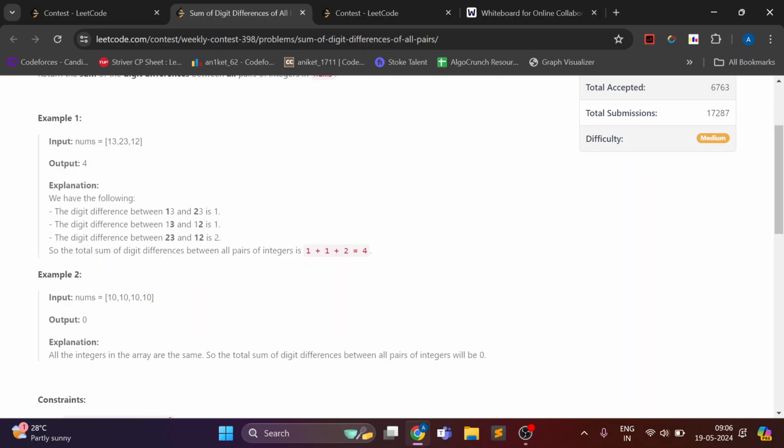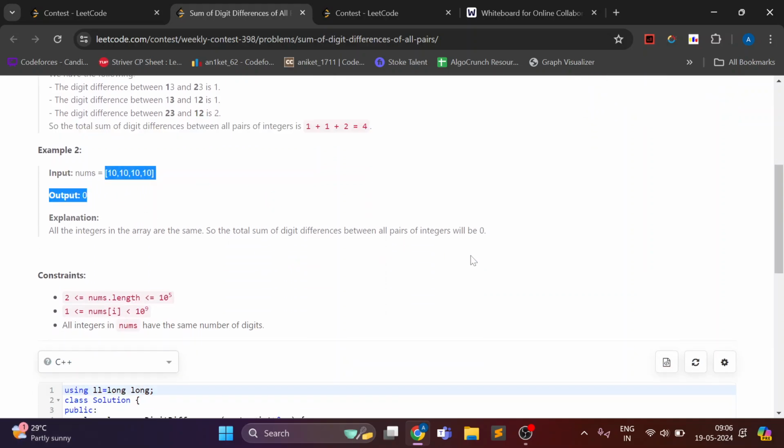Now the digit sum here is 4, because the digit difference between this 1 and 2 is 1, that's why it is contributing 1. Similarly, this 3 and 2 is contributing 1 again, and this 2, 3 and 1, 2 is contributing 2, and the total answer is 4. Similarly, in this case all digits are the same, so the answer here will be 0.